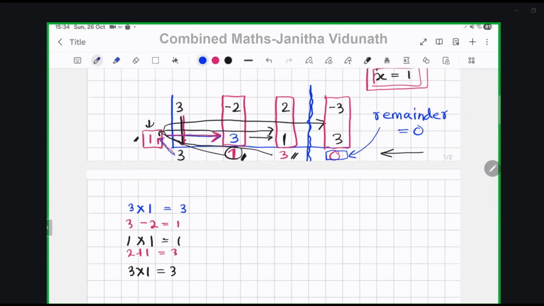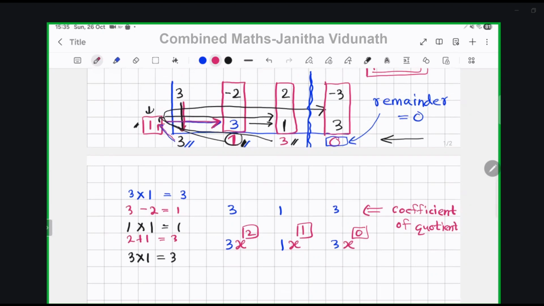From all the other numbers, the first number is 3, the second number is 1, and the third number is 3. These are the coefficients of the quotient. After getting those coefficients, that means we get 3, 1 and 3, we multiply them with x to the power 0, x to the power 1 and x to the power 2. The powers are increasing 1 by 1. Then our final quotient is 3x square plus x plus 3.